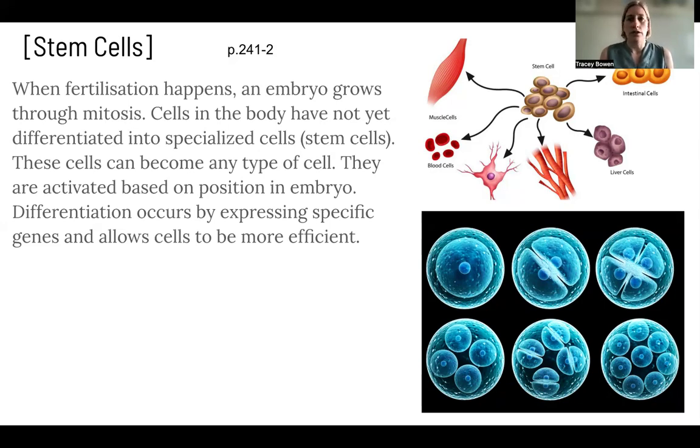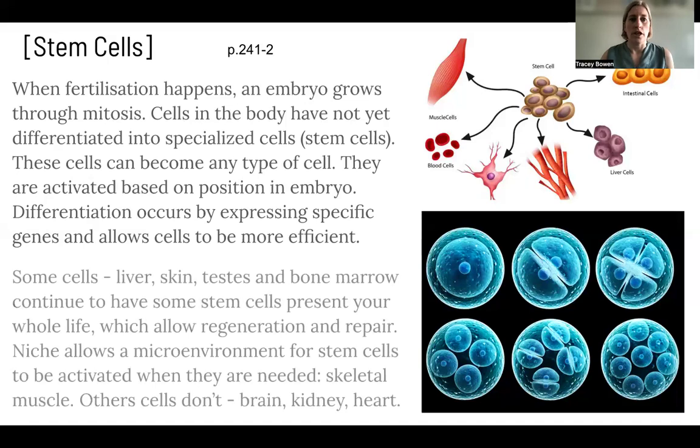So all of your cells in your body have all of your DNA, but that doesn't mean all of your genes are being expressed. They're not all activated. They're not all turned on. And so as a result, your skin cells function differently than your eyeball cells do, and differently than your liver cells do. And that's because different genes are being expressed in each of those types of cells.